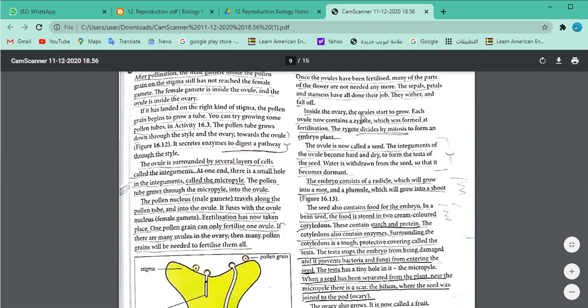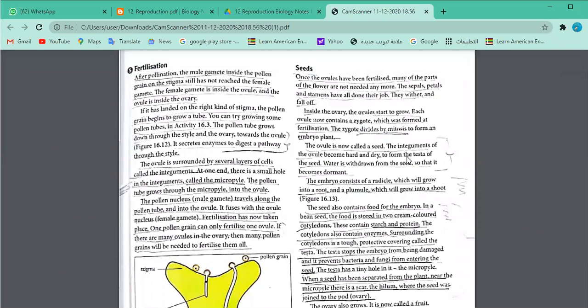So as you mentioned, inside the ovary, the ovule starts to grow now. The zygote is now getting into a more mature seed, okay? The ovule, which is now inside and fertilized, is growing, and is called the seed. The outer covering of the ovule becomes hard and dry, so that becomes the testa. Testa is the outer hard covering of the seed.